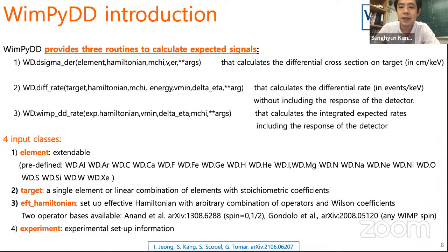The three main routines calculate the differential cross-section on target, differential rates, and integrated expected rates, respectively. In order to do that, four Python class inputs are needed. First is the element class. Some of them are predefined. Second is the target, a single element or linear combination of elements. Next is the EFT Hamiltonian, where two operator bases are available according to these two papers. Last one is the experiment class containing setup information.